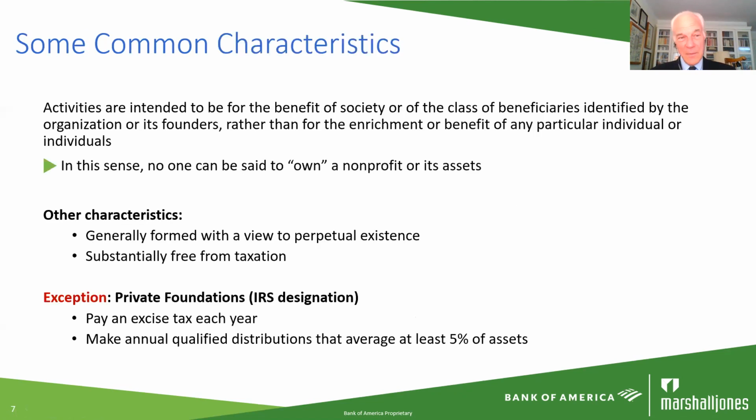So next slide, please. So what are the characteristics that you all have in common? Looking at the chat and the different types of organizations, you have operating charities, you've got educational institutions, you've got some foundations, but the general common characteristic is, first of all, that your activities are for the benefit of society or for a class of beneficiaries that was identified by the organization or by its founders, different from a business corporation, which is for the enrichment or benefit of particular individuals or classes of them, stockholders, and so on.